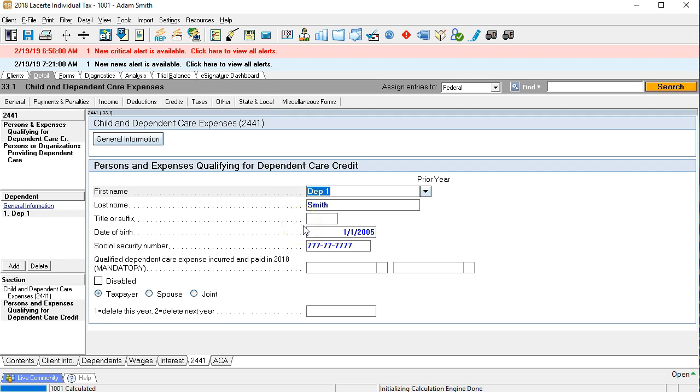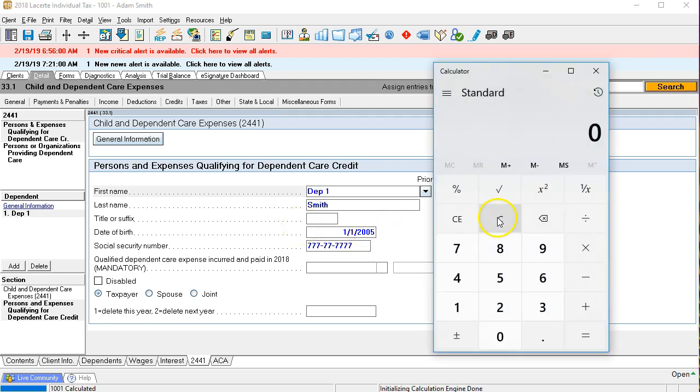We have the date of birth, which is 1/1/2005 here. So we note that there's usually an age 13 limit. In other words, your qualifying child who is your dependent was under age 13 when the care was provided. So typically you'd have to be under age 13. So if we had 2018, 2018 minus 13 would be 2005.